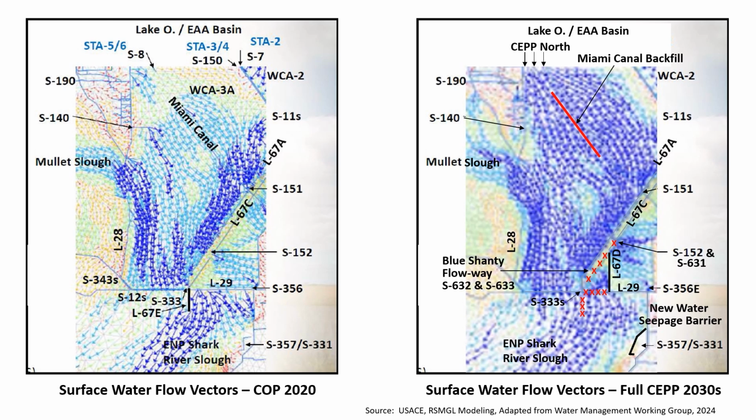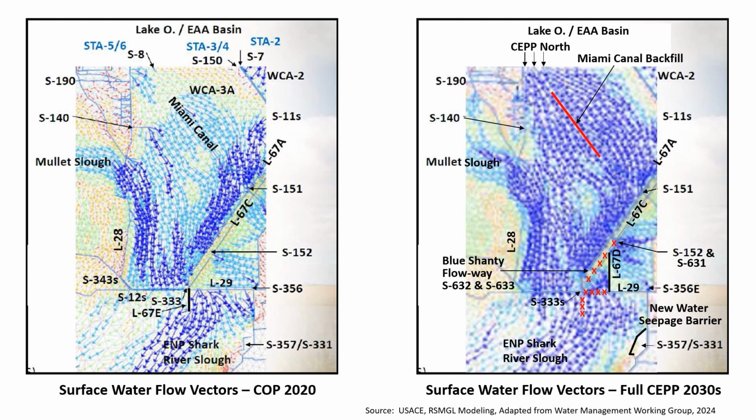Under current conditions, the combined operational plan, the highest surface water flow vectors run from the S11 inflow structures on the northeast side of Water Conservation Area 3A and follow the L67A levee southward to the downstream S333 structures, then entering northeast Shark River Slough. Additional flows from the north at the S8 pump station pass down the Miami Canal, then spread out into the marsh at plugs in the canal.